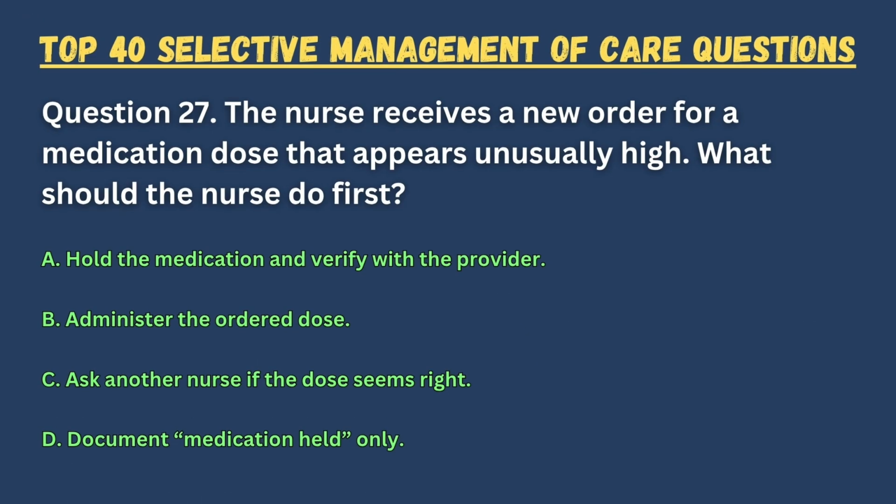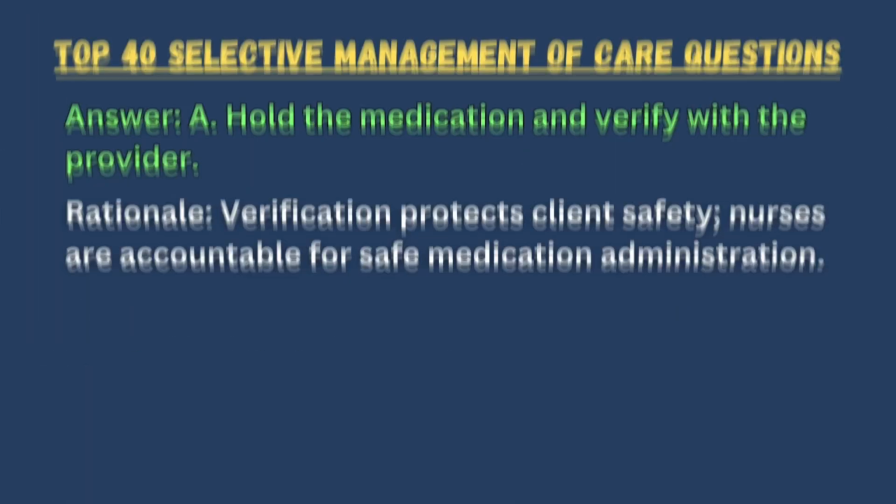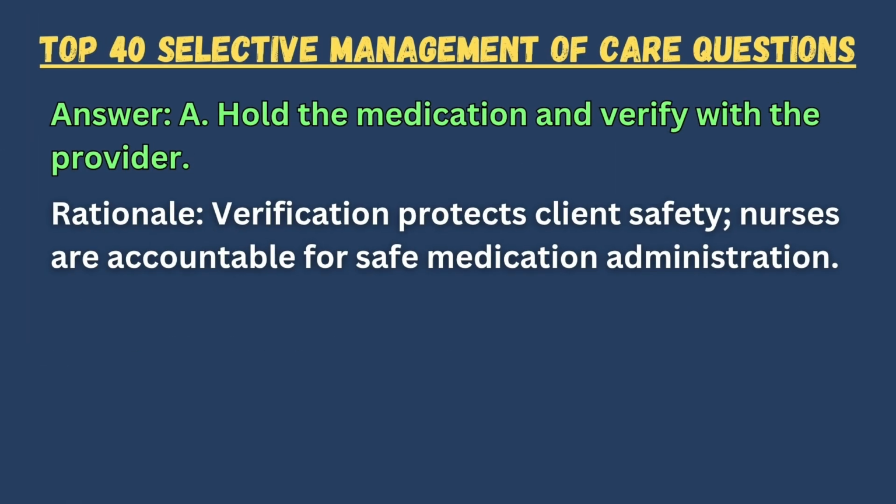Question 27. The nurse receives a new order for a medication dose that appears unusually high. What should the nurse do first? A. Hold the medication and verify with the provider. B. Administer the ordered dose. C. Ask another nurse if the dose seems right. D. Document medication held only. Answer. A. Hold the medication and verify with the provider. Rationale. Verification protects client safety. Nurses are accountable for safe medication administration.